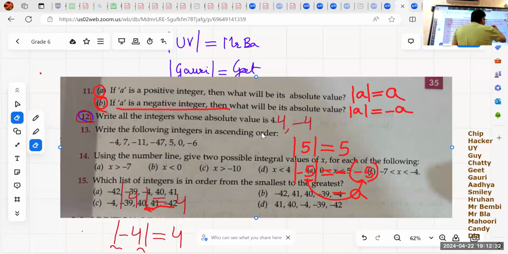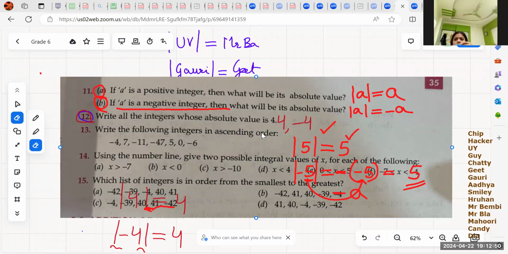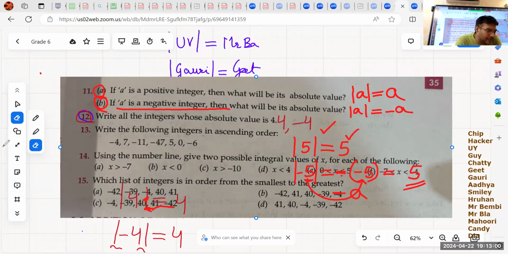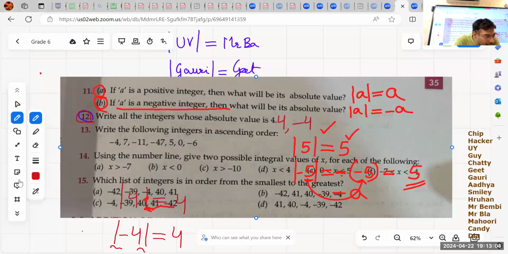See, +5 remains +5. Everyone has understood this. For -5, can I write +5? But how did that +5 come about? When I added one more negative sign here, then it became +5. This is a thing you have to understand.